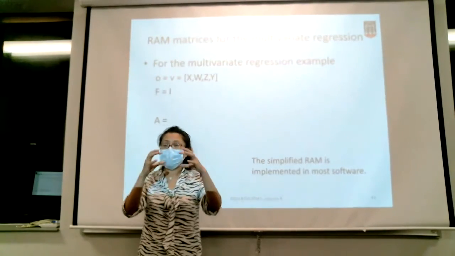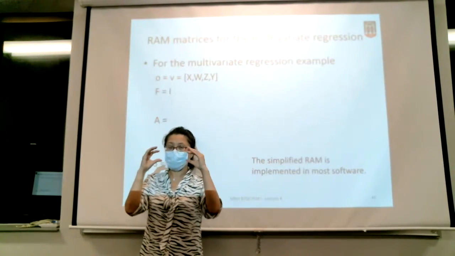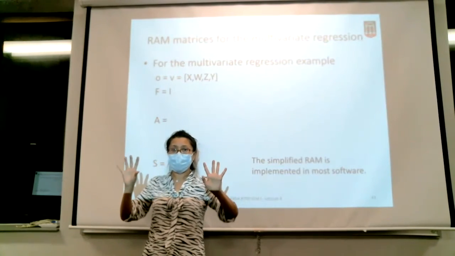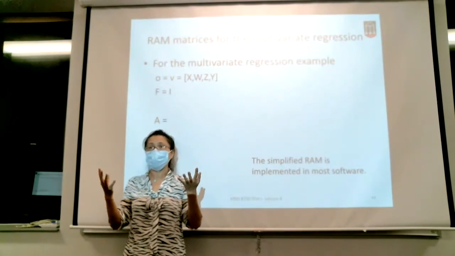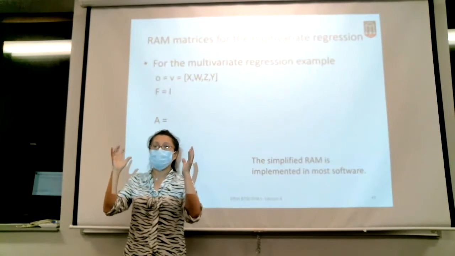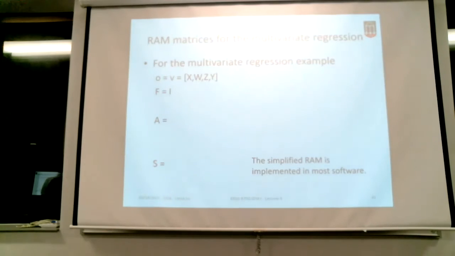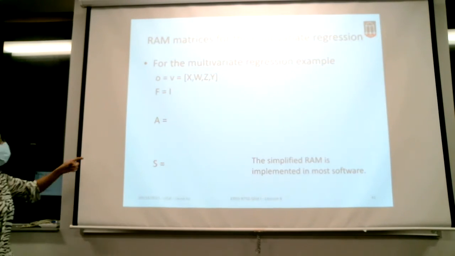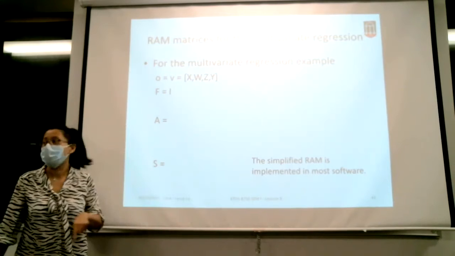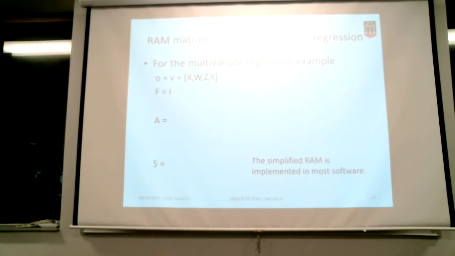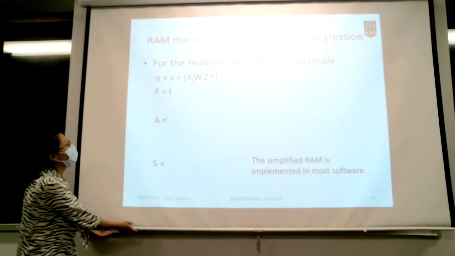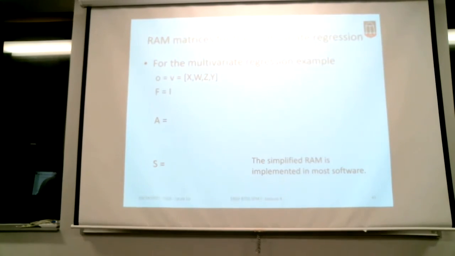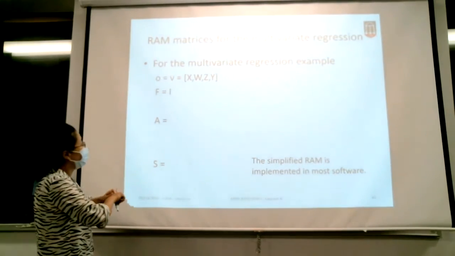So the formula becomes very simple, just the three matrices in the middle part without F and F transpose, because F is just identity. The transpose of identity is just identity. Identity matrix times any matrix is the original matrix. So we only need to figure out the A matrix and S matrix. Okay, so this is the example. We can just do it together.